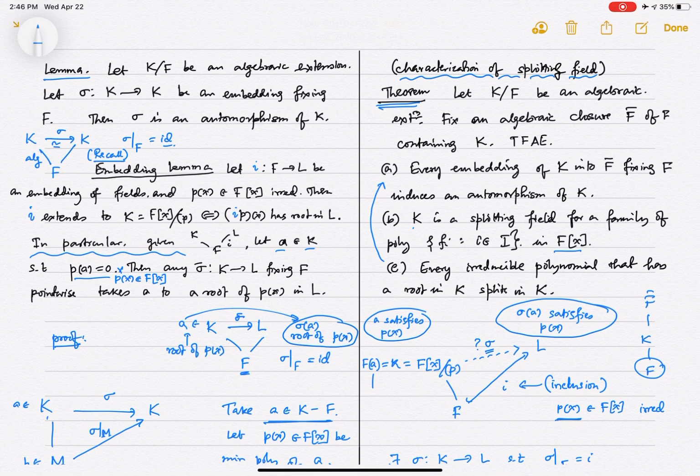Okay, now we're going to take a pause from this general development and talk about finite fields for a little bit, and then get back to it again.